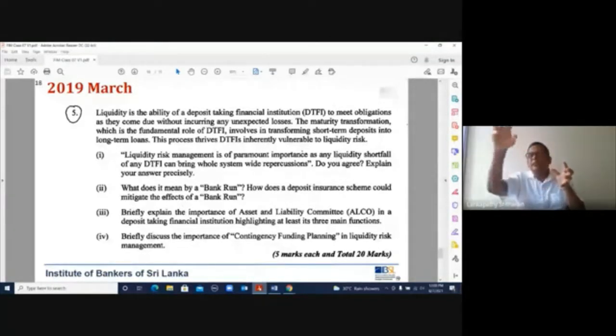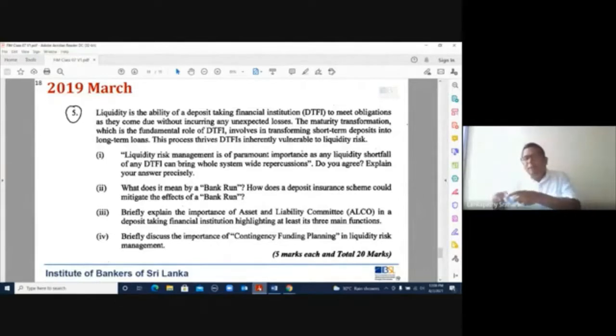HNB may have a placement with Commercial Bank, and may have a placement with People's Bank. Likewise, they may be interconnected. If they are in this chain and there is any interruption in one place, that may create a system-wide risk repercussion, because if one party has to stop, that one chain may create a systemic risk also.